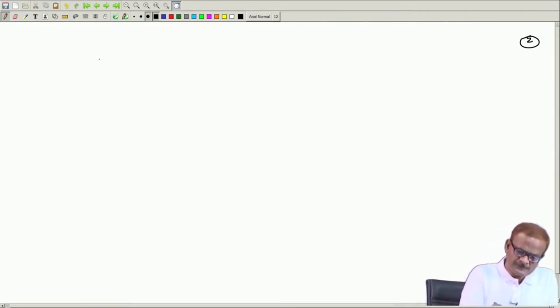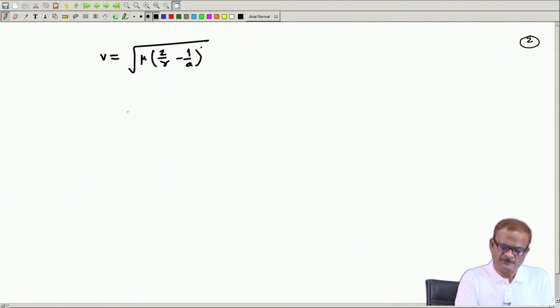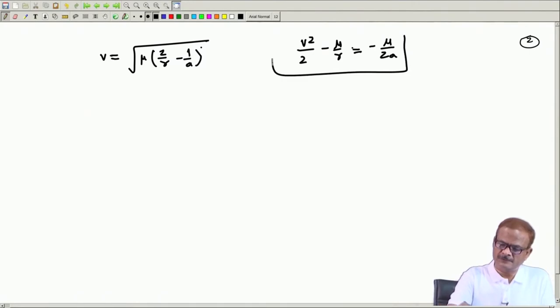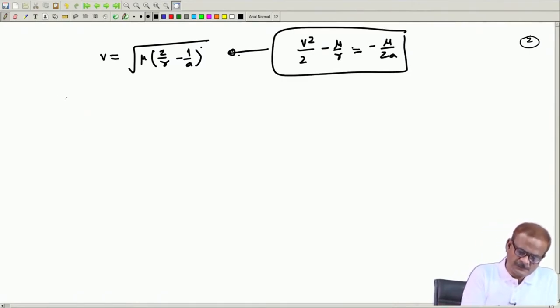Okay, so we use the equation V equals square root of mu times (2 by r minus 1 by a). This is valid for all time, as we have derived it from v squared by 2 minus mu by r equals minus mu by 2a. From here we have rearranged it and got this. So, for the velocity of the earth and the velocity of the meteor, we can calculate from this.